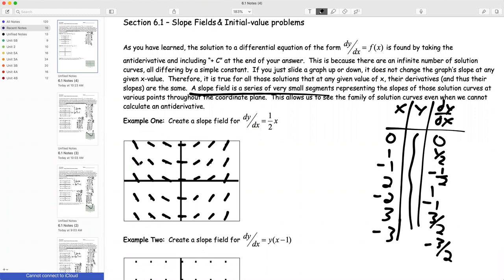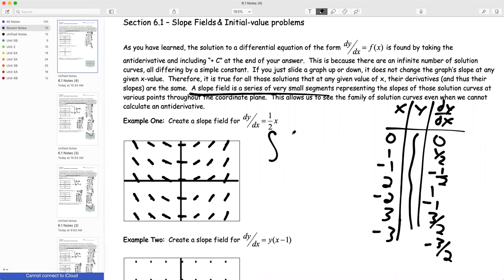So that it looks something like that. And so let me show you something that I hope will click and help this to make sense. If I have dy dx is equal to 1/2 x and I wanted the original equation, if I have the first derivative, to get back to the first equation, I would need to take the antiderivative.